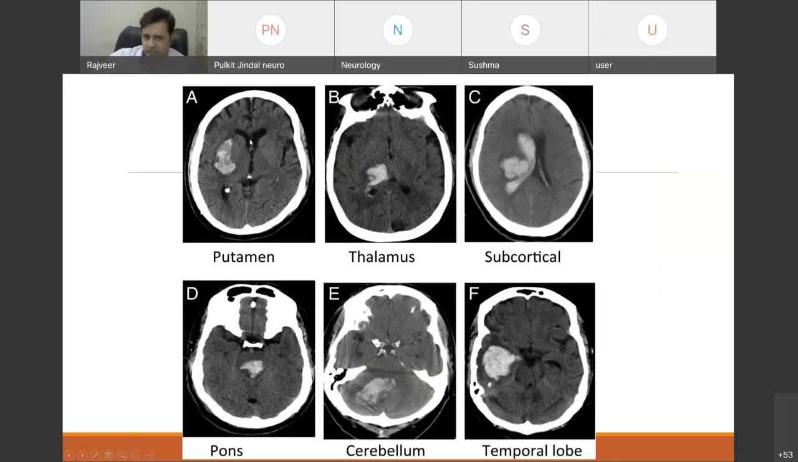In the first picture A, you can see the bleed, a hyperdense lesion. This is a bleed in the putamen, and in B, this is a bleed in the thalamus. This is a lobar bleed with intraventricular extension, and this is a pontine bleed in the pons. This is a cerebellar bleed, and this is a bleed in the temporal lobe. So hypertensive bleed may present with various sites of involvement.